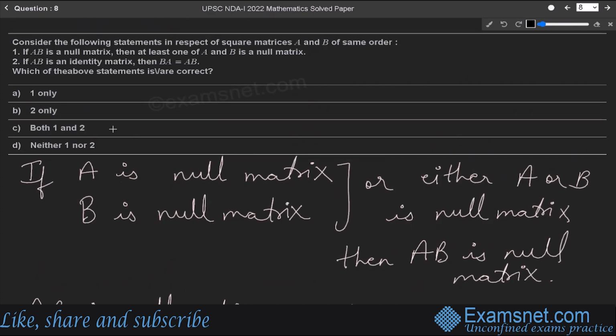Correct statement is if A is a null matrix and B is a null matrix, or either A or B is a null matrix, then AB will be a null matrix. Its reverse is completely wrong. So the correct statement is statement 2. So the correct answer for this question is 2 only, which is option number B.